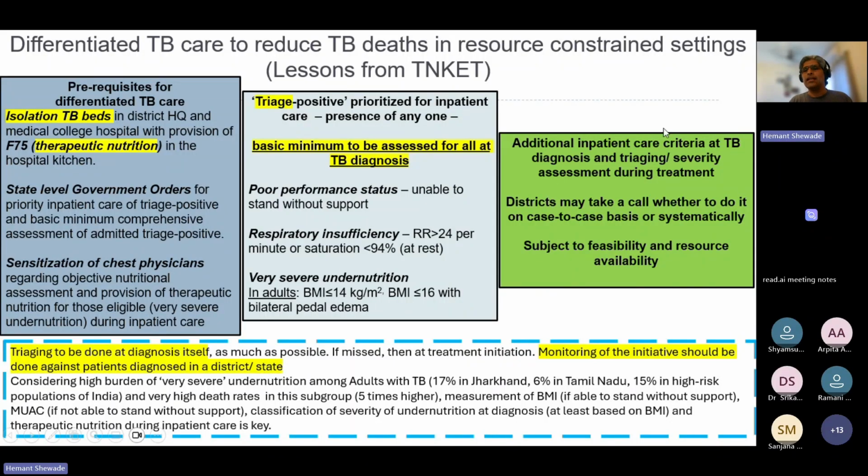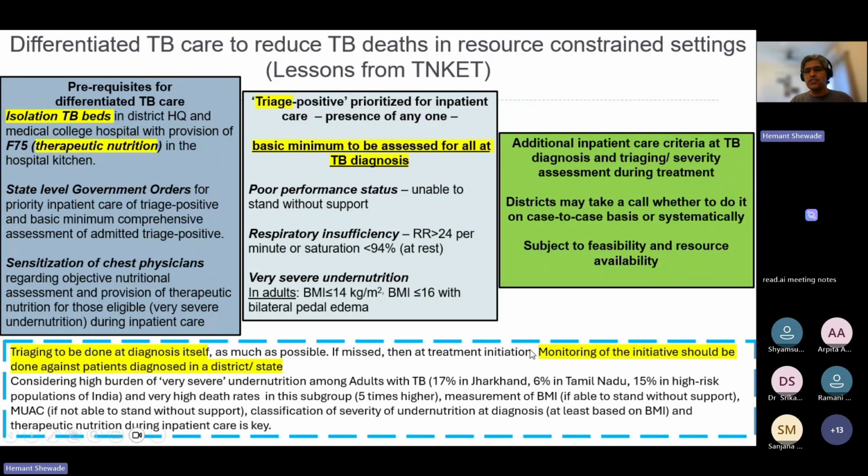Then beyond this, additional inpatient criteria, and that call can be taken by districts and state based on their local context and resource availability. And triaging has to be done at diagnosis itself, because each TB program staff, health system staff has 2 hands, 2 legs, and 8 hours. They are resource constrained, constrained by time, doing a lot of work. So if they have to do one thing in differentiated TB care, that is triaging at diagnosis. Even in Tamil Nadu, follow-up triaging just for triage positive also, we were not able to achieve a high percentage, right?